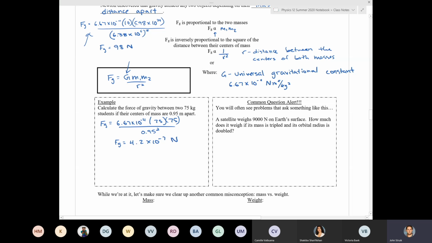Now, that's a very, very small value. Gravity is actually a very weak force. It's not strong at all.